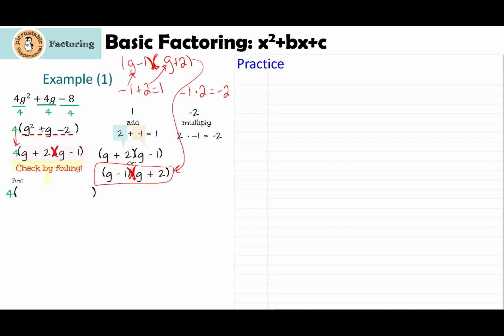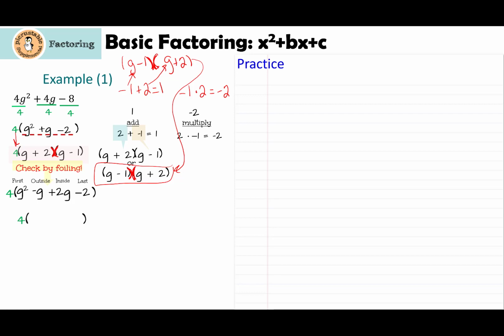We're going to do the first, which is g times g, which is g squared. Outside, which is g times negative 1, which is negative g. Our inside, which is 2 times g, which is 2g. And then finally, the last, which is 2 times negative 1, which is negative 2.